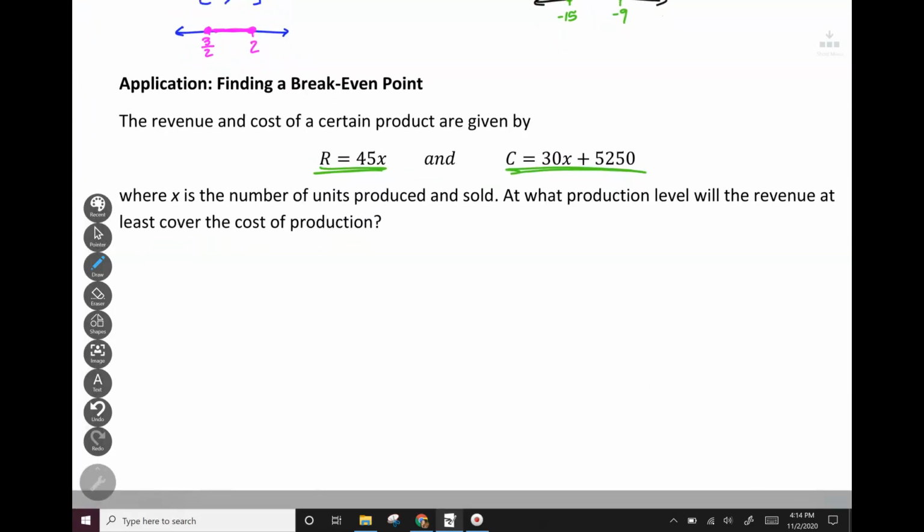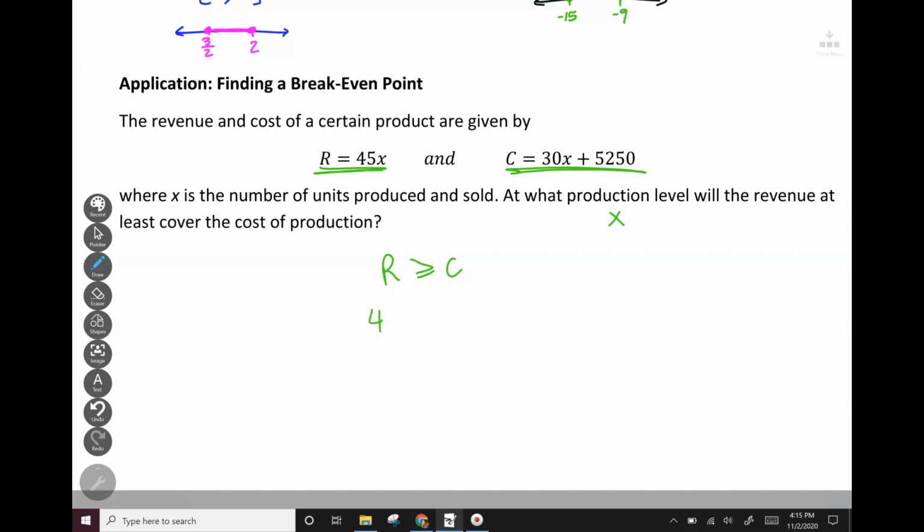And so we are looking at, it says where X is the number of units produced and sold. So X is the amount of items that they make and sell. It says what production level will the revenue at least cover the cost of production, right? Because there's no point in making the item if I'm not going to be able to pay for it in the first place. We don't want to lose money when we're doing business. Okay, so at what production level, so at what X, will the revenue at least cover the cost? So we want revenue to be at least the cost. Revenue is greater than or equal to cost.